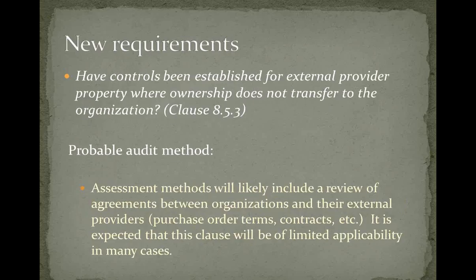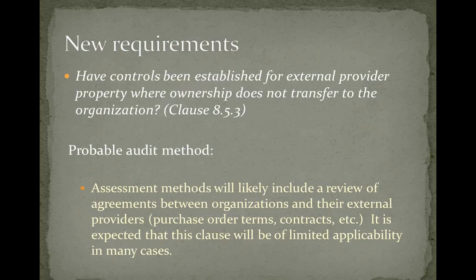Have controls been established for external provider property where ownership does not transfer to the organization? Now, this is an interesting new requirement. We've already for many years had requirements in place that pertained to customer property. We now have similar requirements for external provider property. We brainstormed on this, and one example that we came up with was, if you had a paint supplier that you were working with, and you had a paint booth installed by that paint supplier, where it was technically their paint booth. It was on loan for you to use their paint supplies on your products.